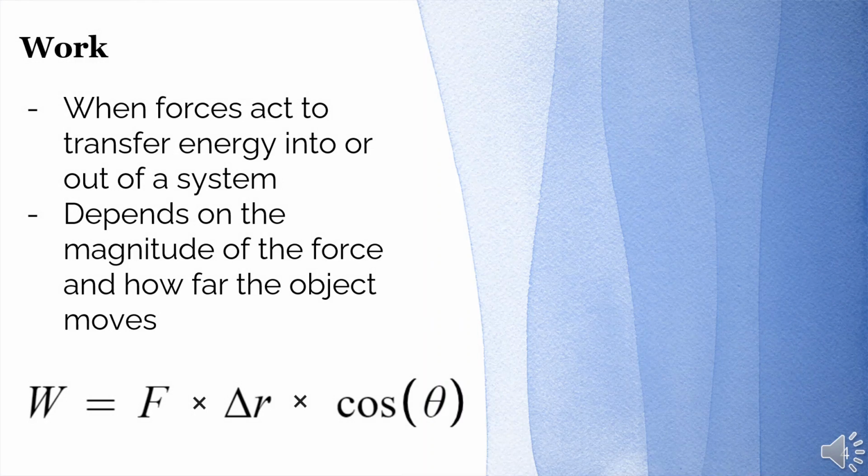We also explored the concept of work, which can cause a change in the kinetic energy of a system. Work occurs when forces act to transfer energy into or out of a system. The magnitude of work depends on the magnitude of the force and how far the object moves. We can mathematically calculate the quantity for work through the equation W equals magnitude of F times the displacement times cosine theta.